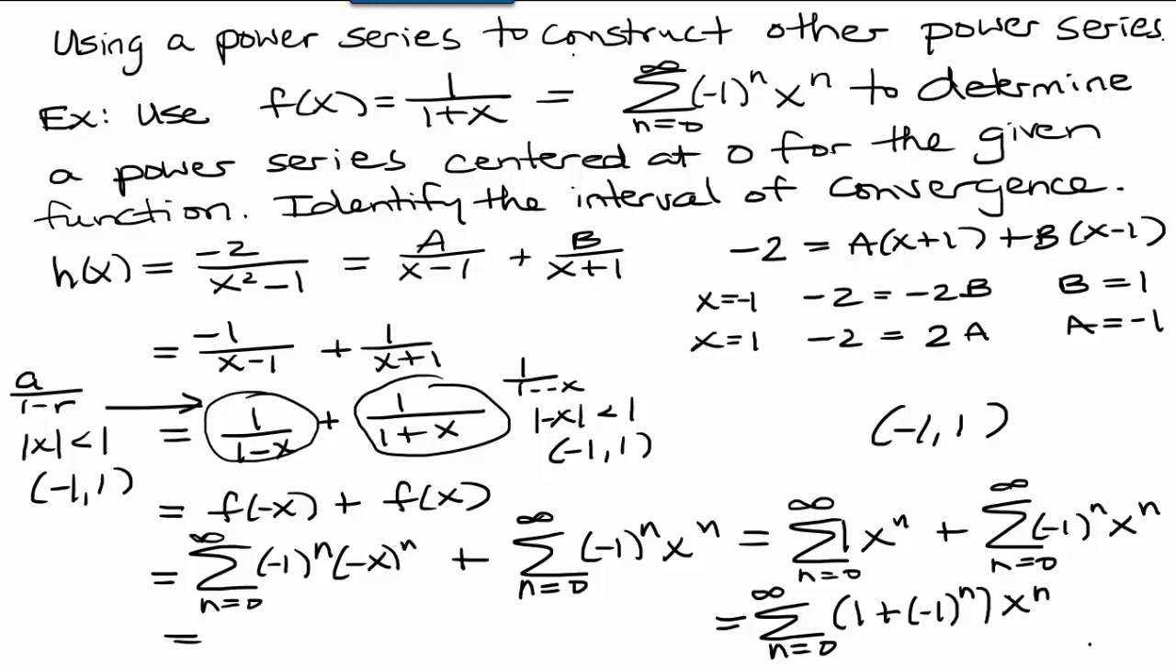And in part 2 of this video series, we saw that that is actually equal to, if you write out the terms, you're going to see that every other term cancels out. So we're going to end up with the sum n equals 0 to infinity of 2x to the 2n.